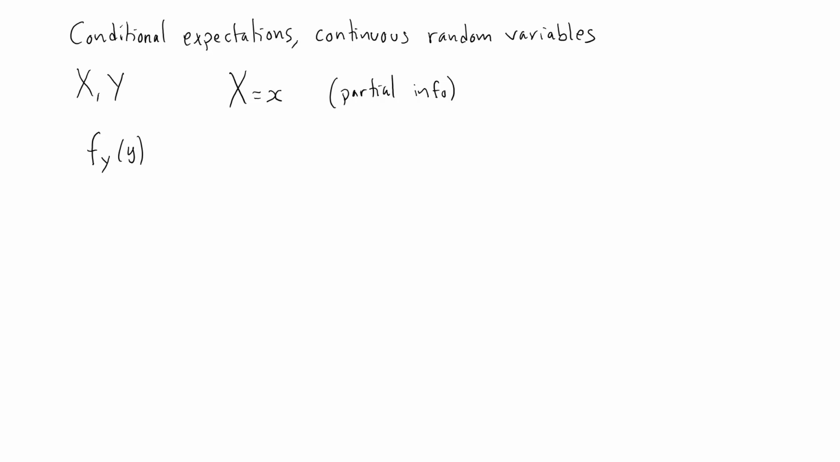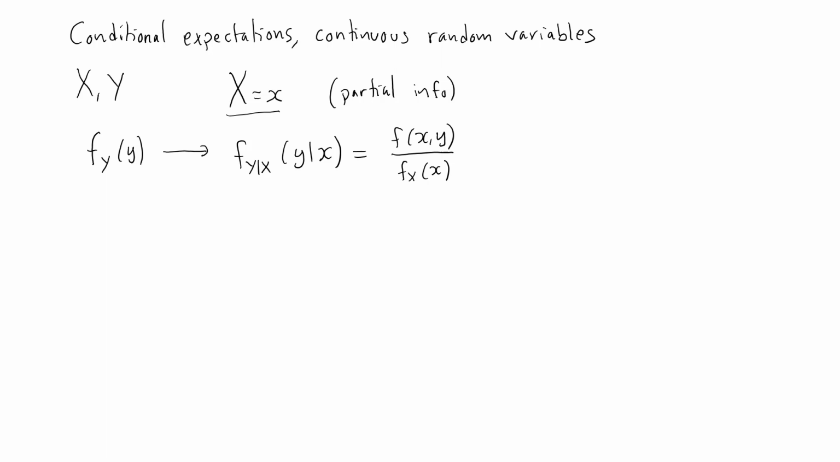If I happen to know that X came out to be equal to lowercase x, then this will typically change the PDF of Y. This will change to the conditional PDF, f of Y given X, which we write like this, where this conditional PDF is defined as the joint PDF divided by the marginal PDF of X.